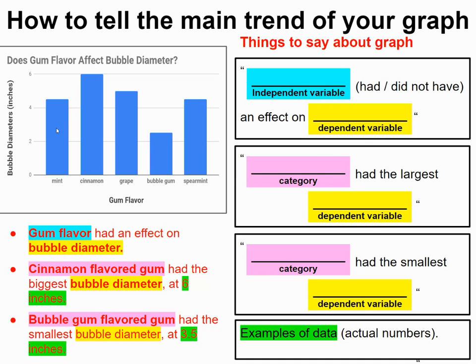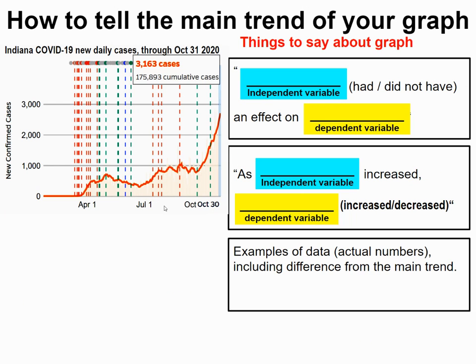Okay. And then you could also say what the other ones are, but I didn't want to take up too much time doing that. So you could say what your other trends or other variables were too. Like, what about spearmint gum? What about mint gum?